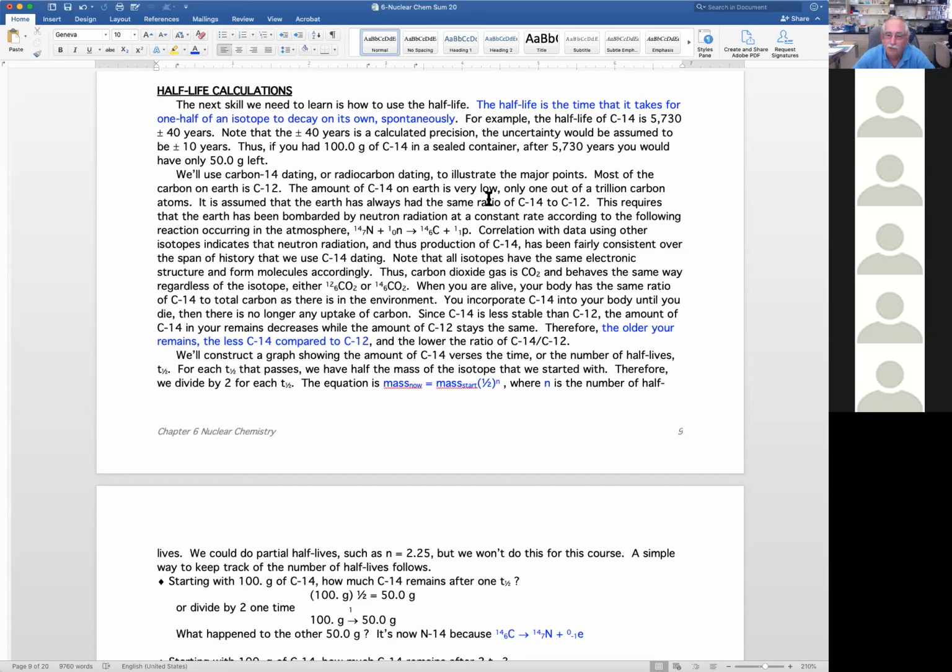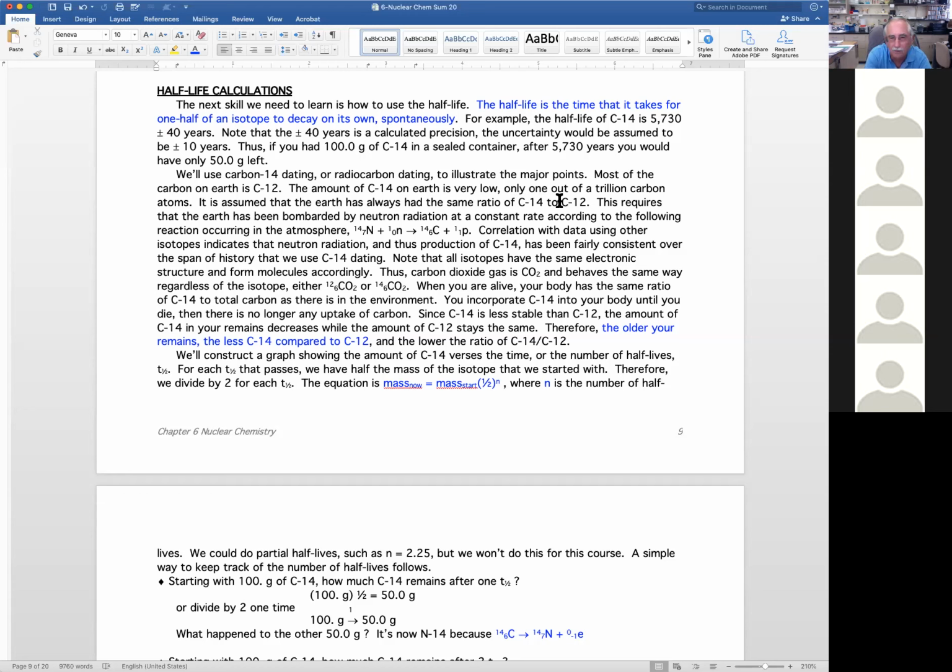So what really needs to be true is that the Earth has to have the same amount of carbon-14 to carbon-12 now as it did thousands of years ago, when we're going to try to use carbon-14 to date an object. You understand what I'm getting at? The amount of carbon-14 on planet Earth has to have been stable over the period of time that we're going to use this technique to date objects.